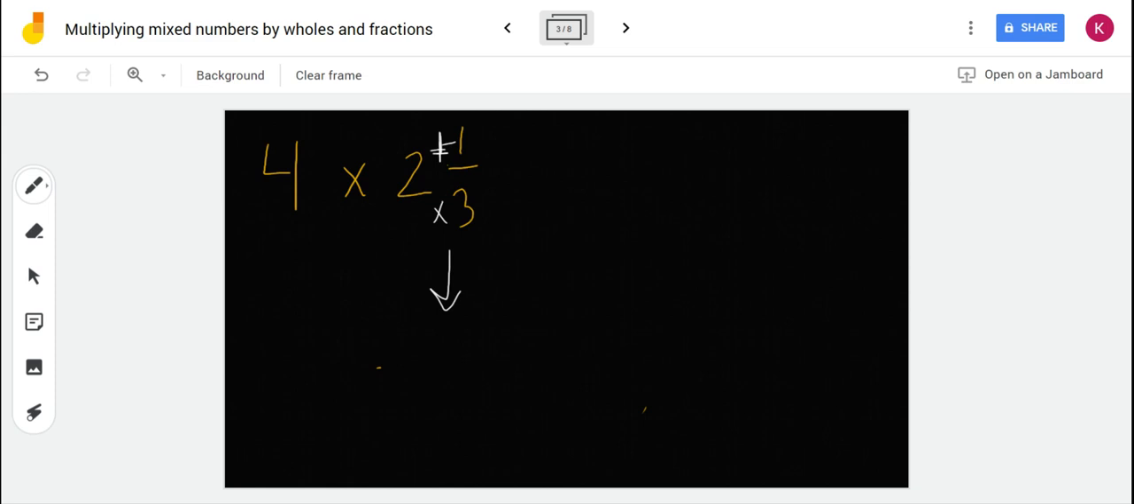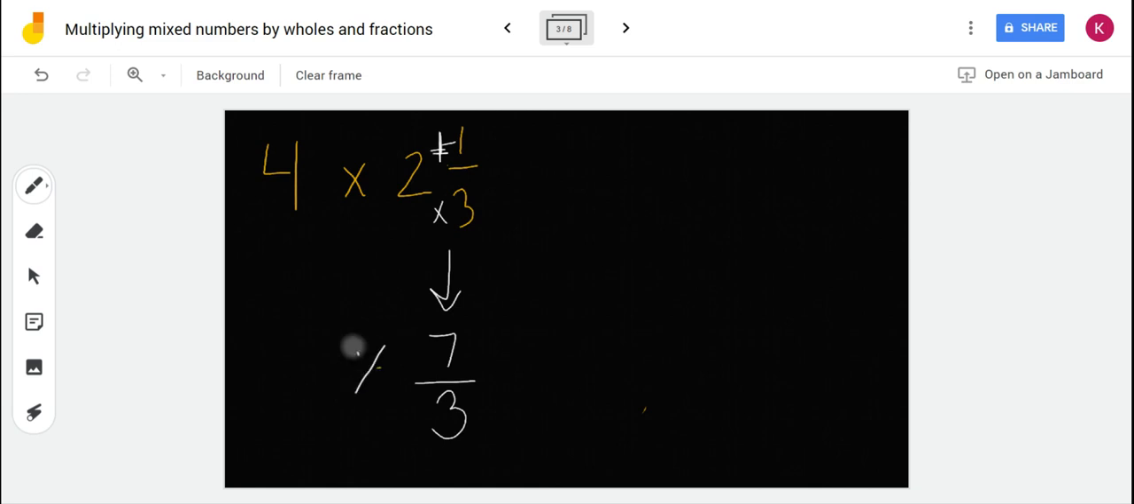We learned it in 5th grade. We know that 3 times 2 is 6, plus 1 is 7. That becomes my new numerator, and my denominator stays 3. Now this improper fraction is an equivalent amount to 2 1/3.